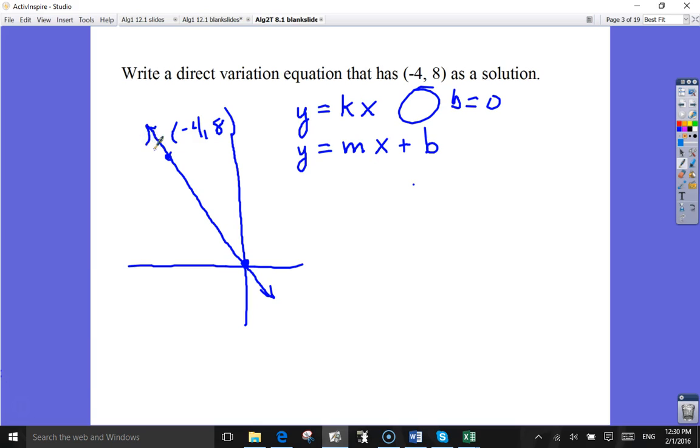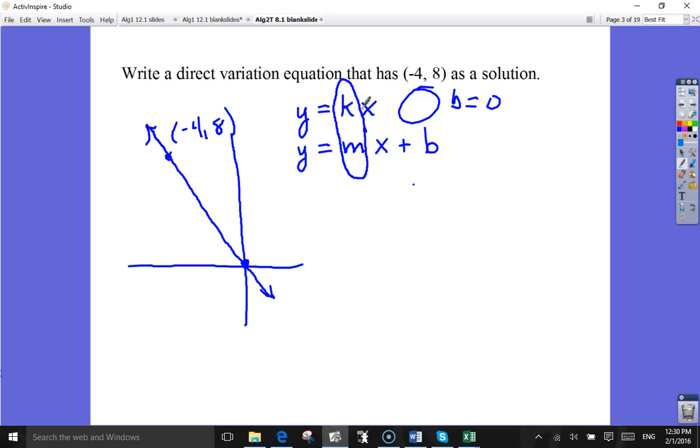For me to write the direct variation means I got to fill in for k. But k is what? What does k represent in terms of this line? It's the slope, right? So actually all you have to do is calculate the slope. Now, how do you usually calculate the slope? You plug in 2 points, right? Well, they gave you 1 point, and because it's direct variation, you've got another point too, right? So actually you could just use the formula.